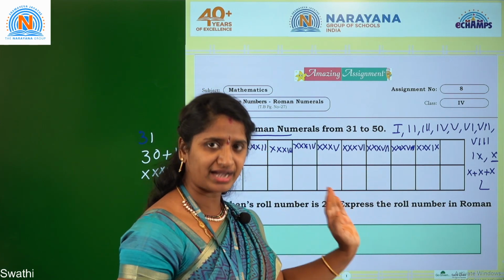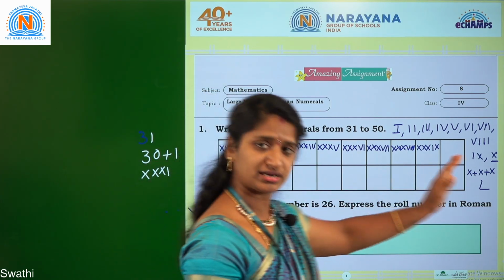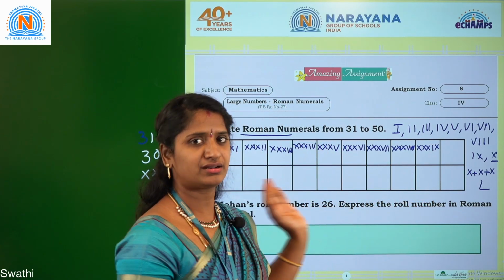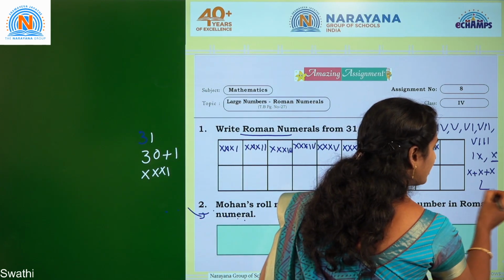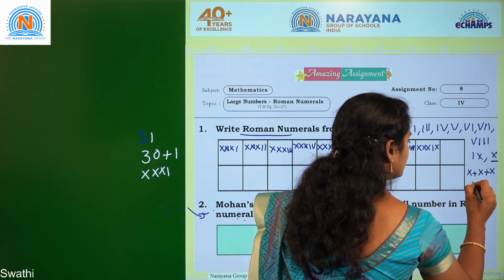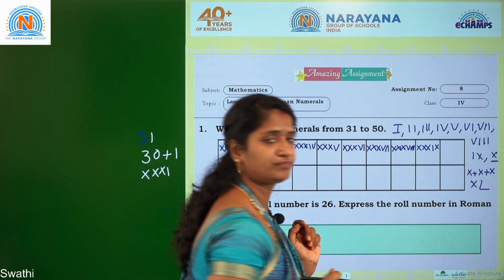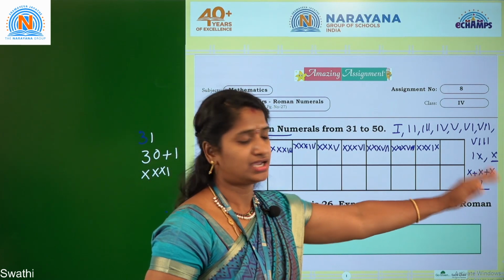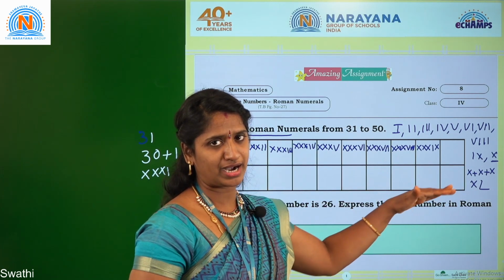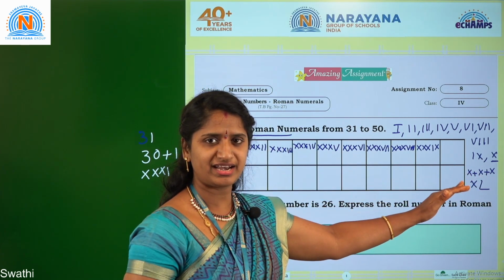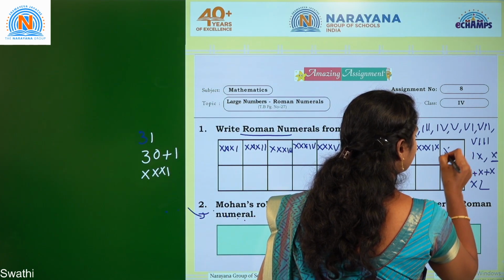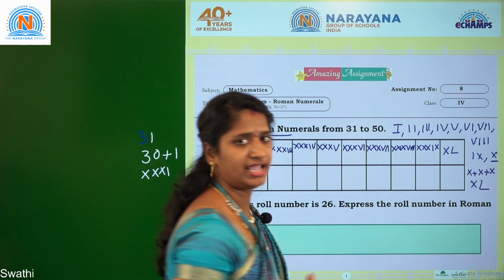If I write a letter on the left side of another letter, it means I am going to subtract that value. Here the value of L is 50, and if I write X on its left side, I subtract 10. 50 minus 10 is 40. So how do I write 40? It is XL.